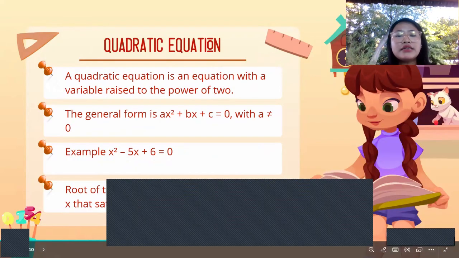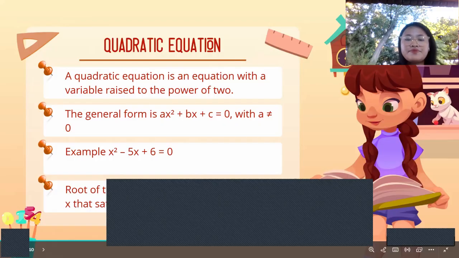So let's discuss quadratic equation. A quadratic equation is an equation in which the highest power of the variable is 2. The general form of a quadratic equation is ax squared plus bx plus c equals 0, where a is not equal to 0.